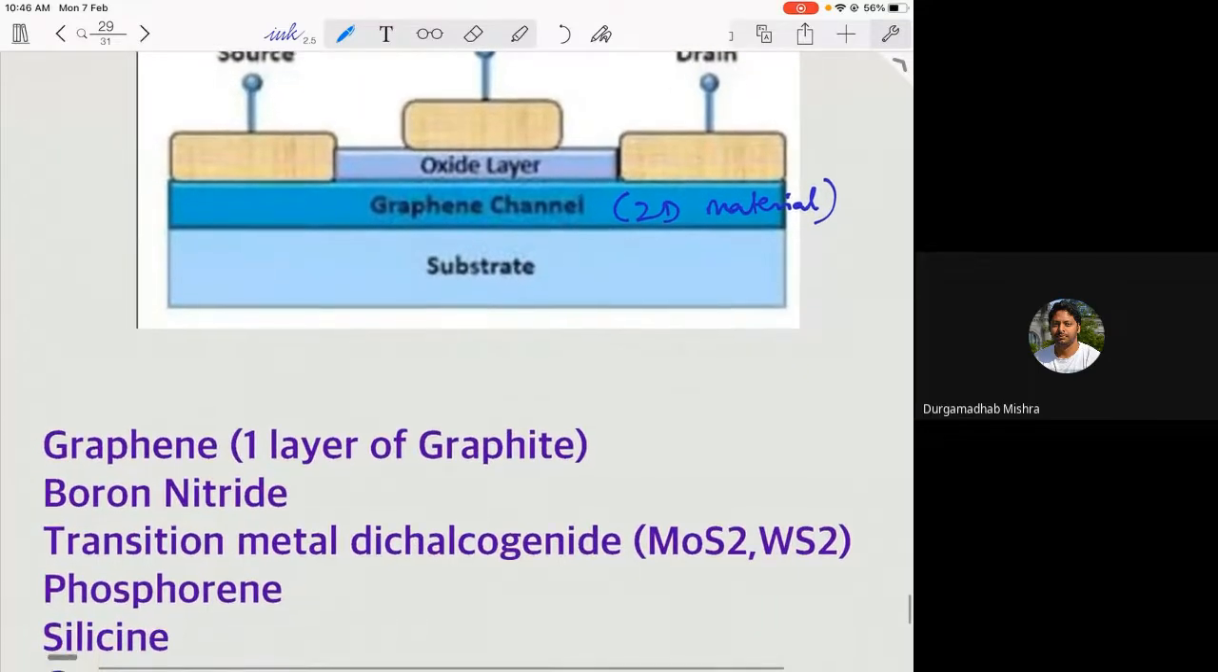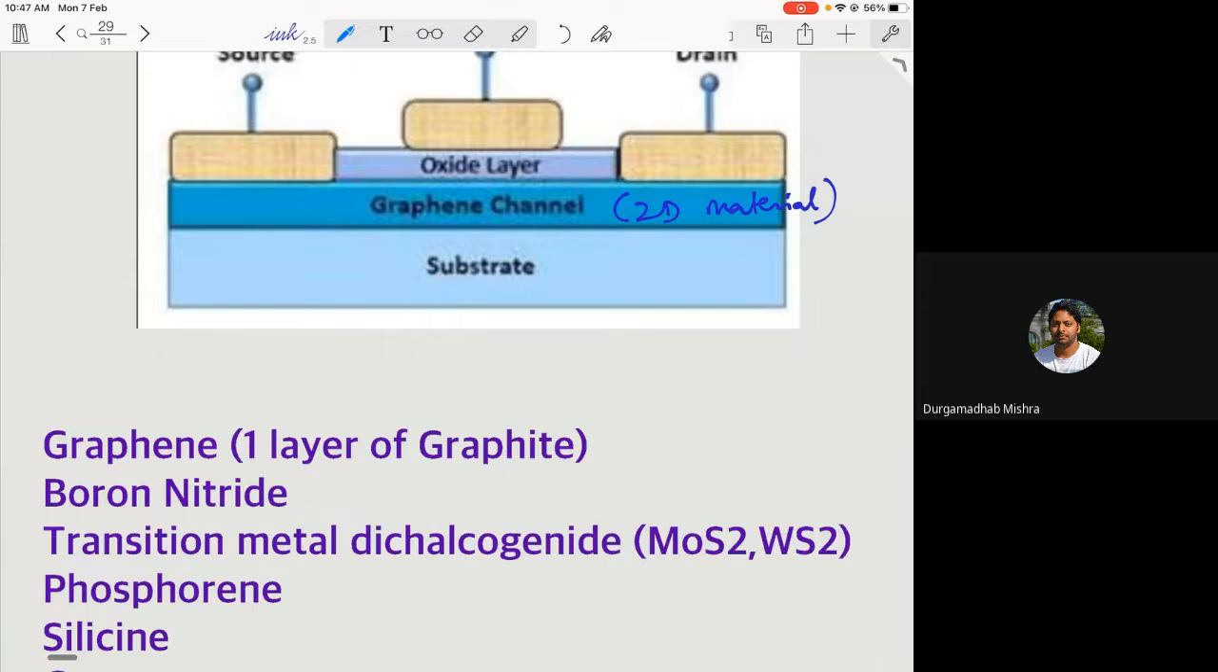Graphene is one of the most famous ones, which is basically nothing but one layer of graphite. You have graphite and you just take one layer out of it. That is basically your graphene. In graphene, your carbon atoms are sp2 hybridized. It is not sp3 hybridization like in diamond; the graphene layer, the two-dimensional bond that you have, is an sp2 hybridized orbital.